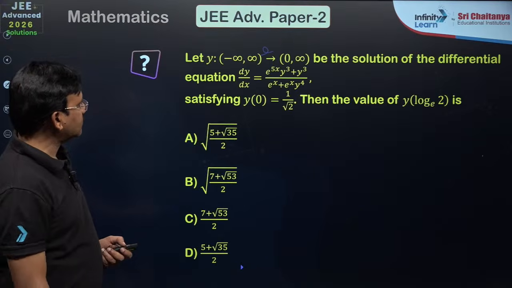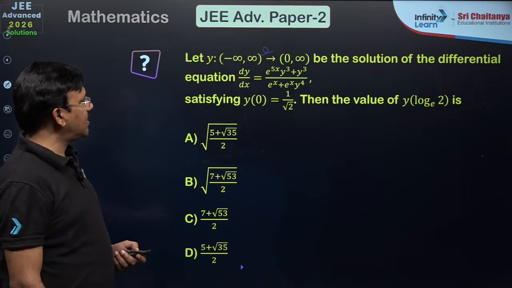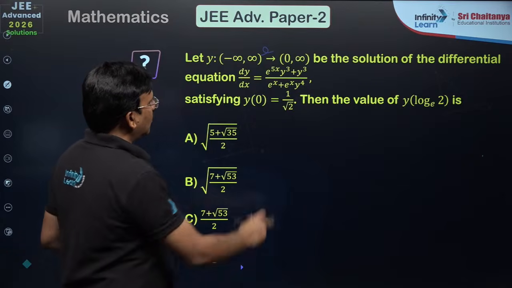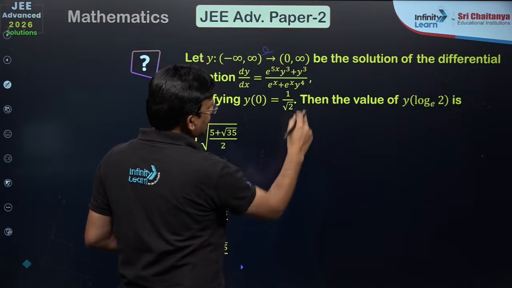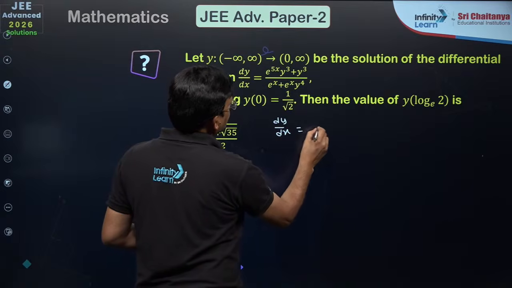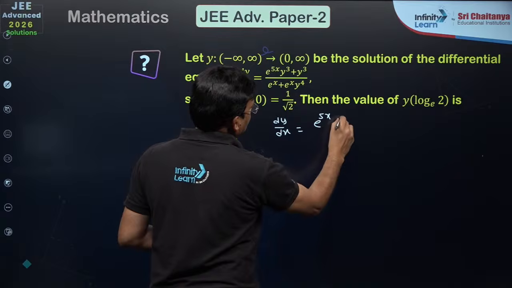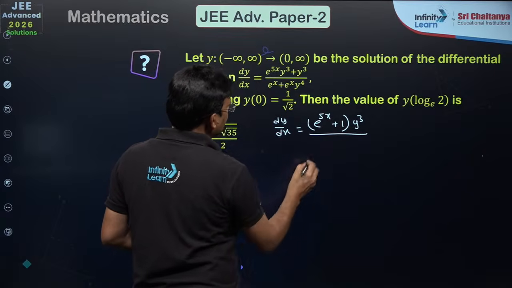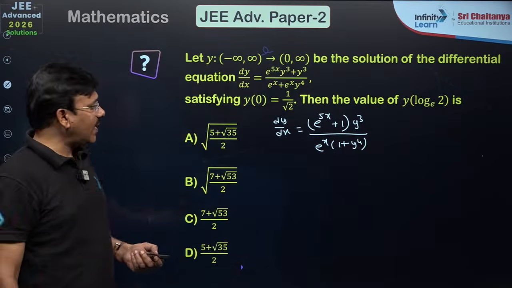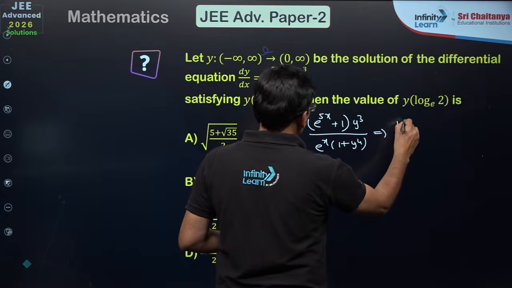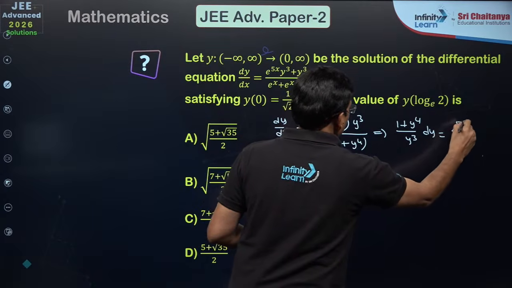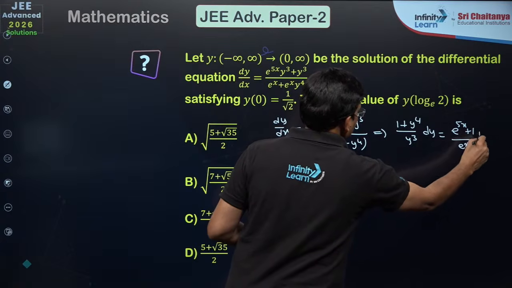Okay. Next, third question. This is a differential equation. You can just separate here, y cube can be taken common here. So, this is dy, you just separate e power x common here. So, you can write dy by dx is equal to e power 5x plus 1 into y cube by e power x into 1 plus y power 4. Now, can't we solve this by variable separable method? So, this is going to be 1 plus y power 4 by y cube into dy is equal to e power 5x plus 1 by e power x dx, right.